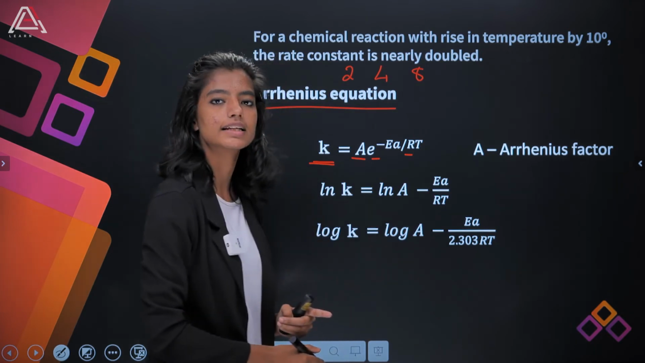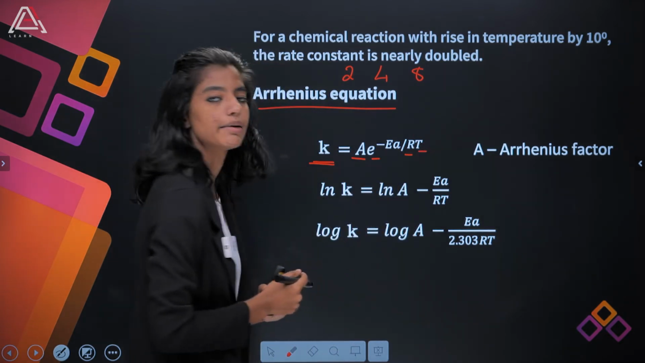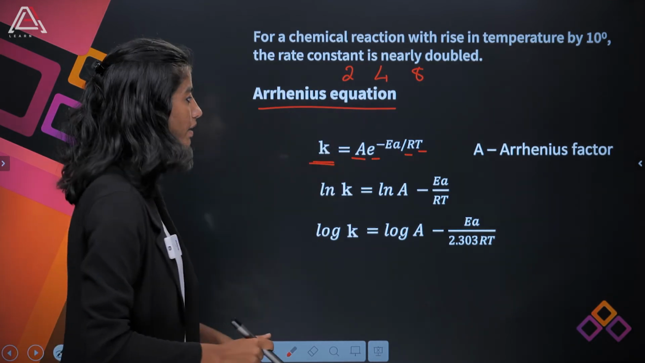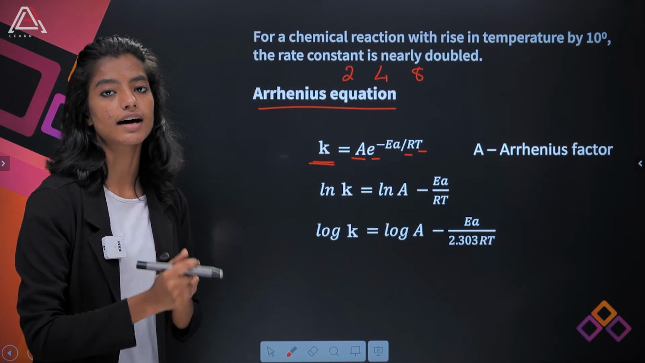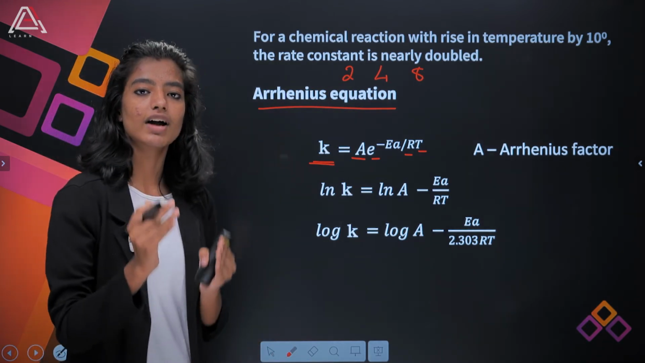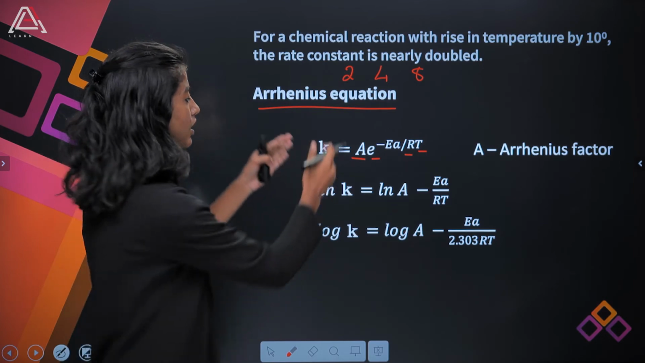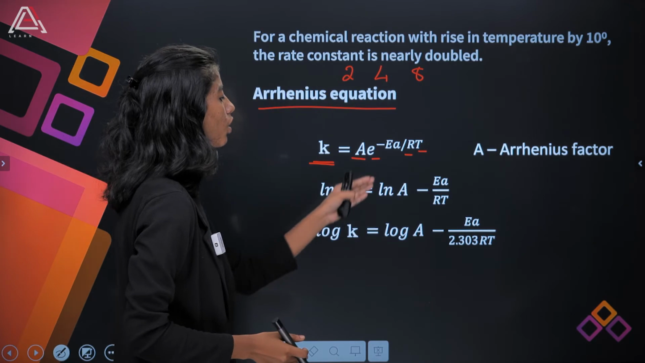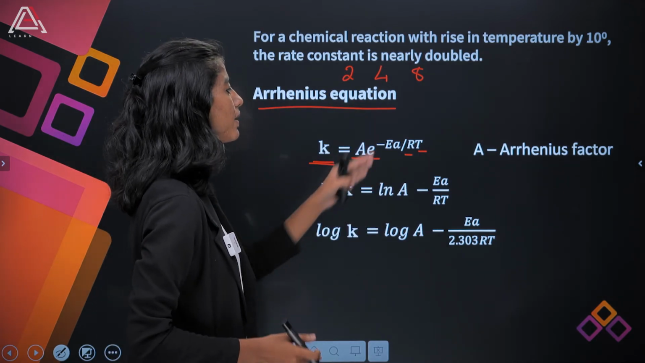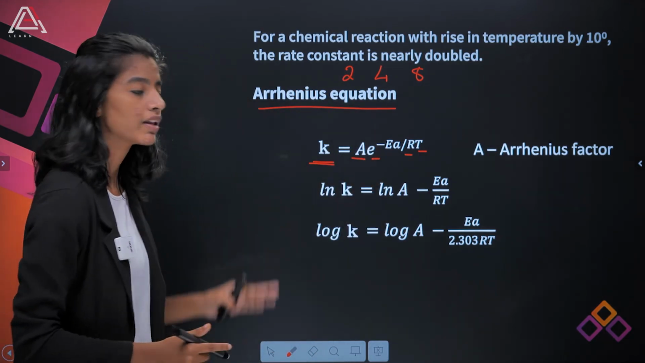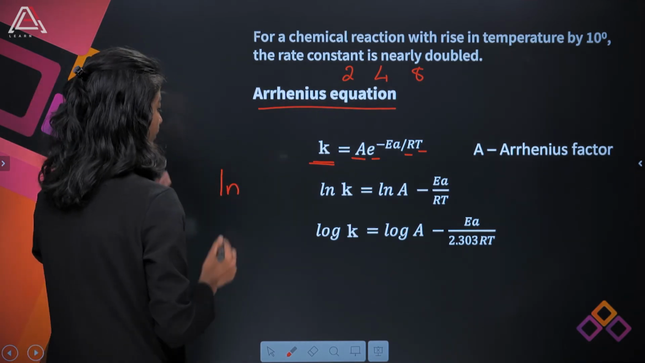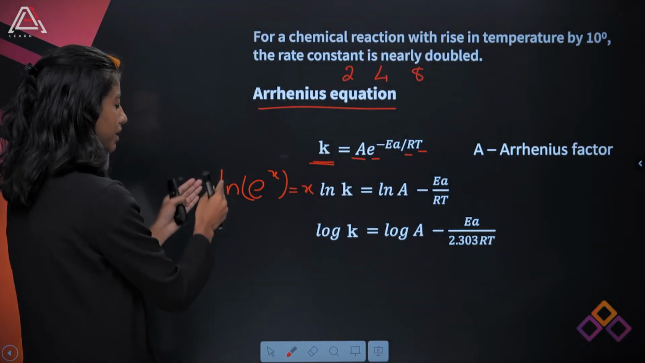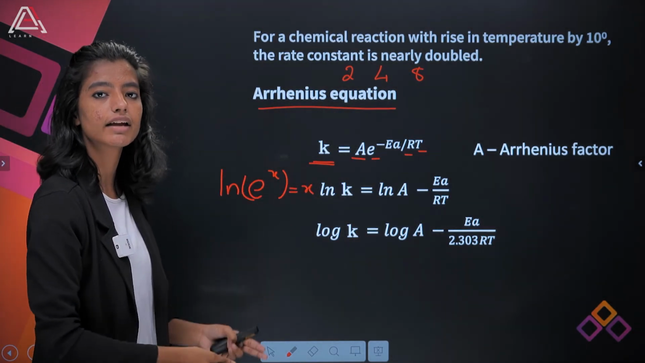R is the universal gas constant and T is the temperature. So remember this equation, k = A e^(-Ea/RT). Now for the simplification, we are taking the natural logarithm of this equation. So it becomes ln k = ln A + ln e^(-Ea/RT). Remember, wherever ln e^x appears, it will give you x.